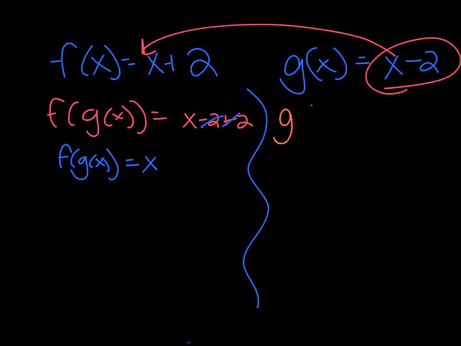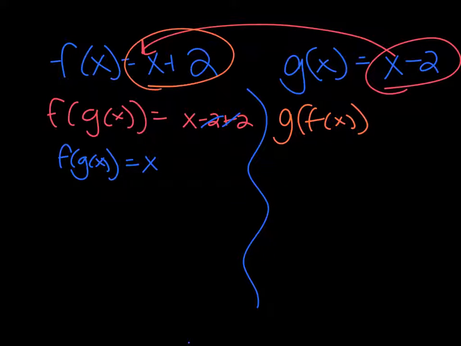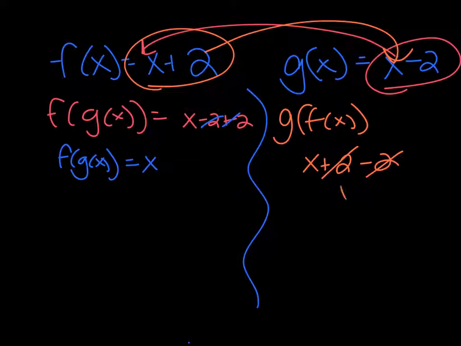Then do g of f of x. This time I'm taking this and plugging it in here. x plus 2 minus 2. And what happens? The 2's cancel out. So these are inverses.